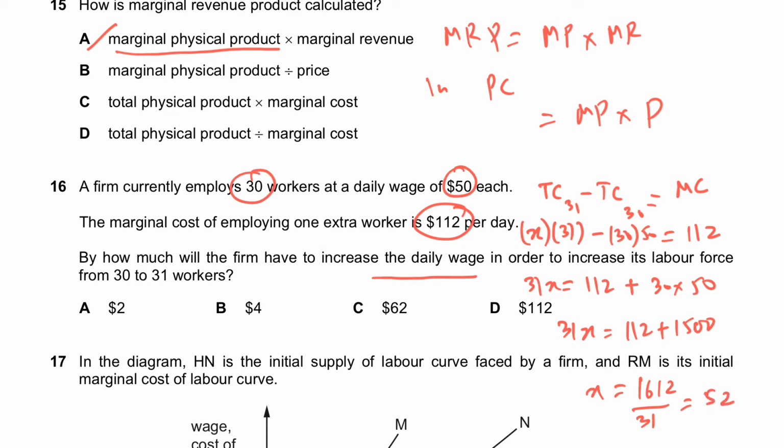So this means that the new salary has to be 52. So by how much will the firm have to increase the daily wage in order to increase its labor force from 30 to 31 workers? And the answer is by $2. Why? Because previously the wage was $50. Now it's going to be $52. So a $2 increase will be giving us the answer.